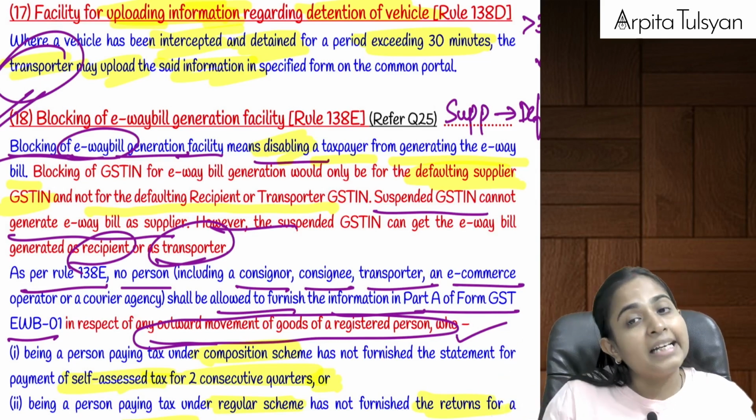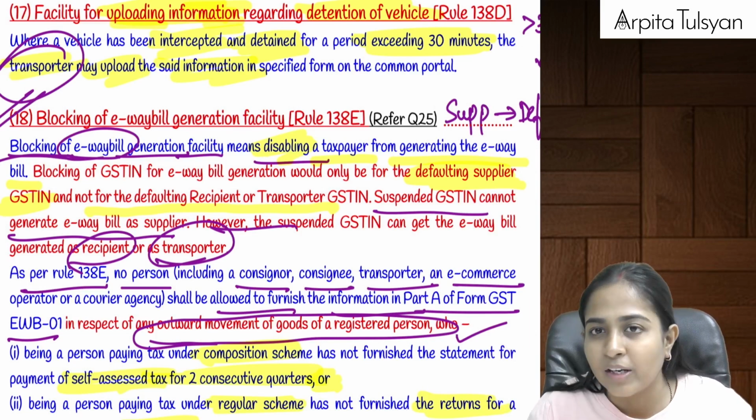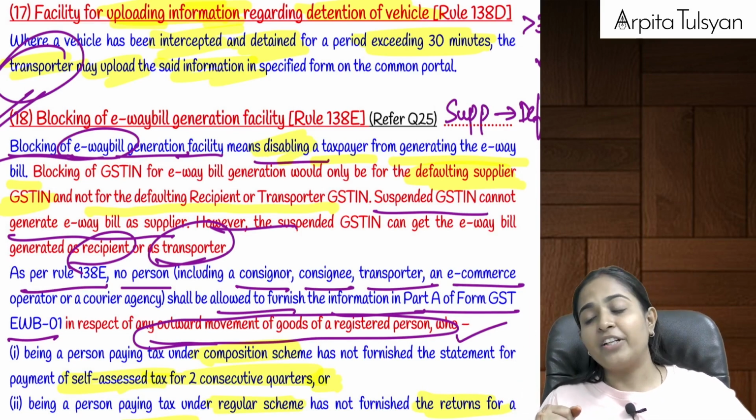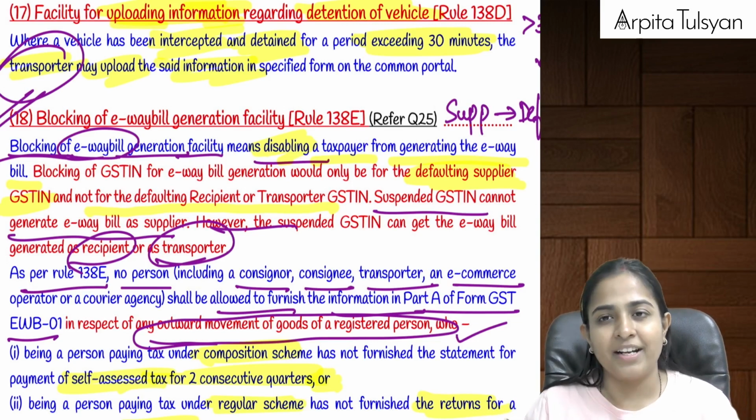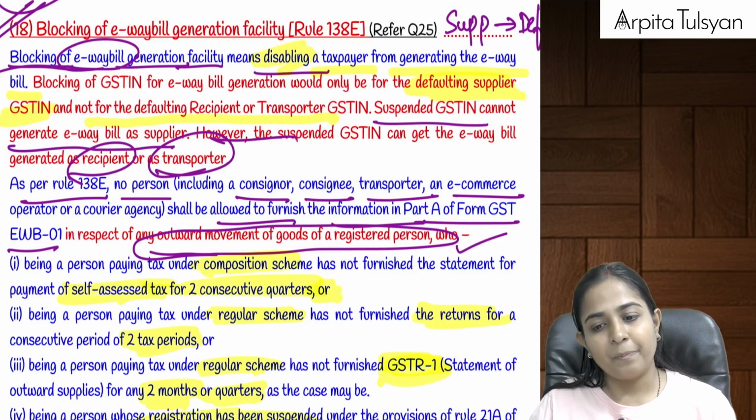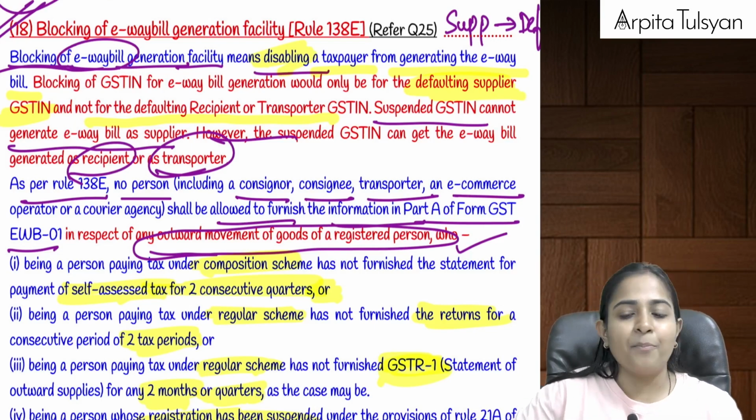So that later, first of all, the supplier and the recipient both will come to know about it. Secondly, whenever the transporter wants an extension, it will become easy for him to extend the validity of the e-way bill. Okay, next, rule number 138E, a very, very important provision.